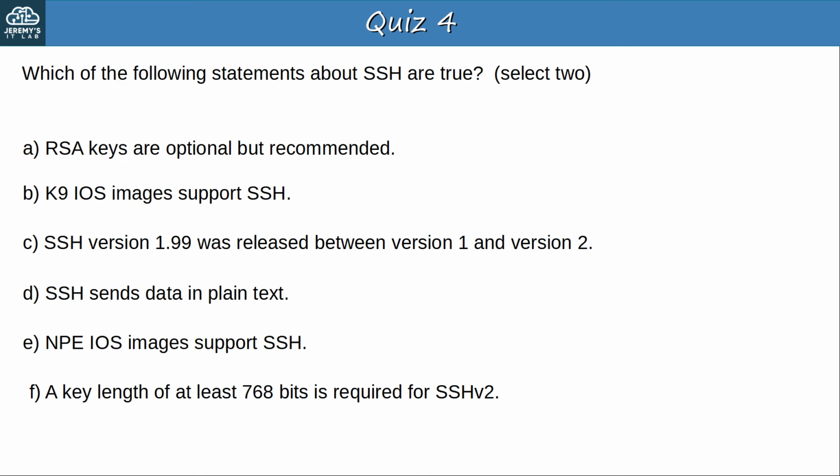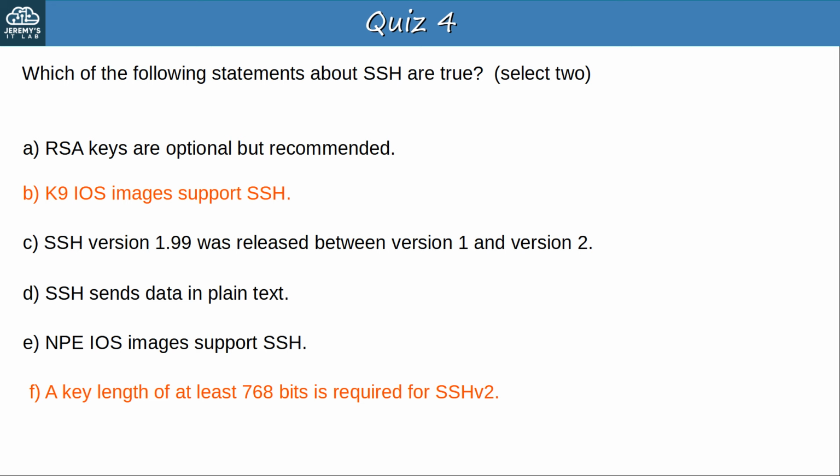Which of the following statements about SSH are true? Select 2. Pause the video now to think about the answers. The answers are B, K9 IOS images support SSH, and F, a key length of at least 768 bits is required for SSH version 2.